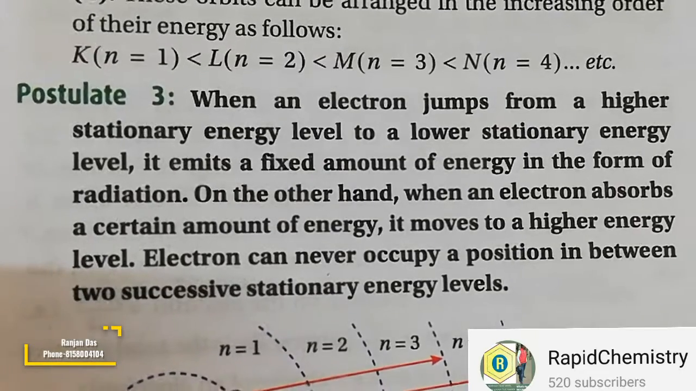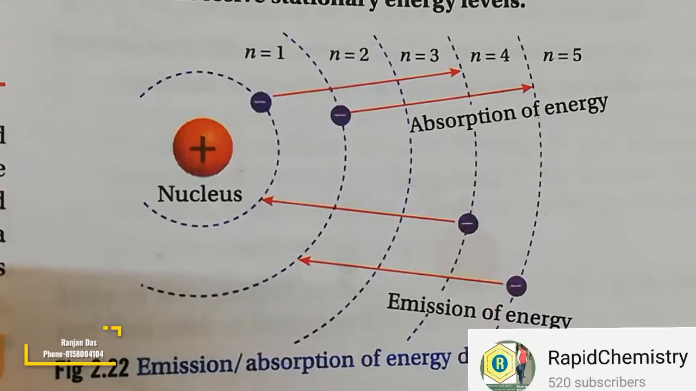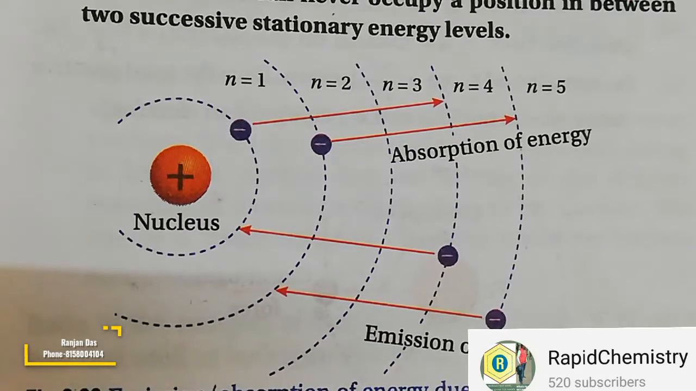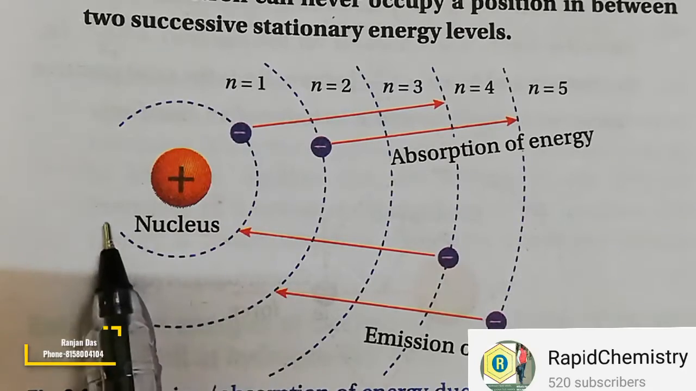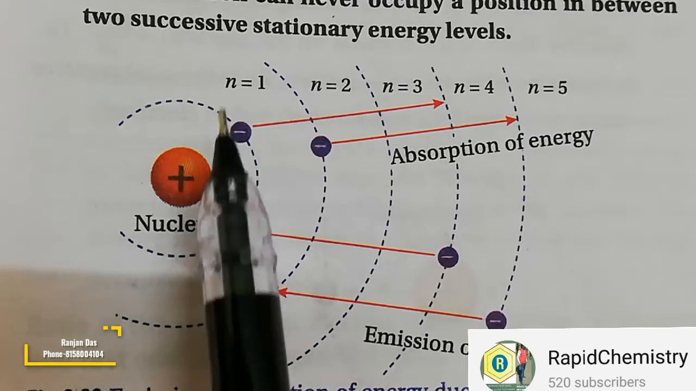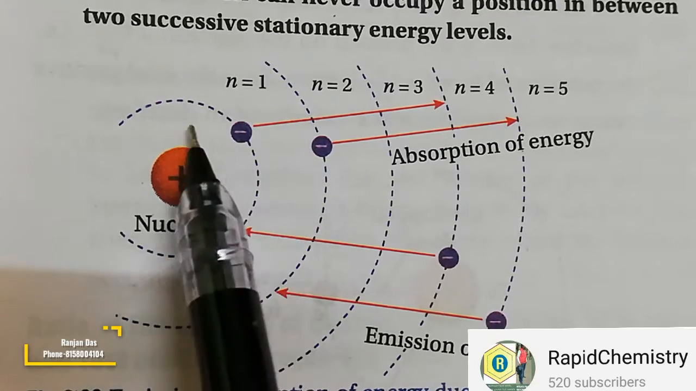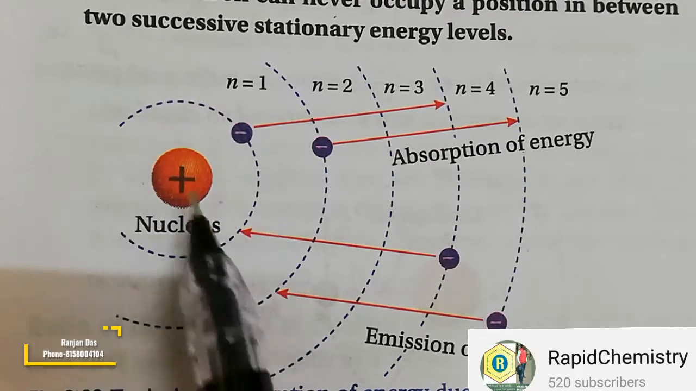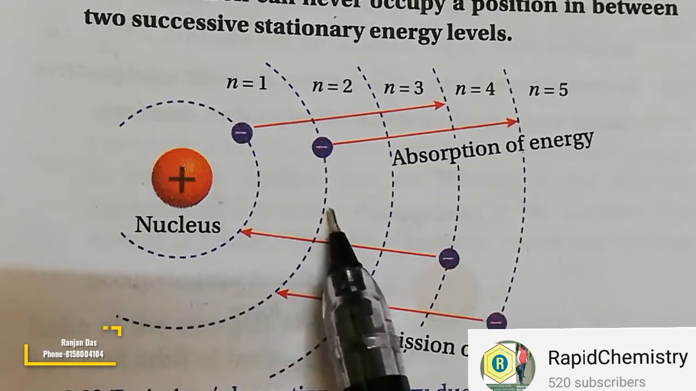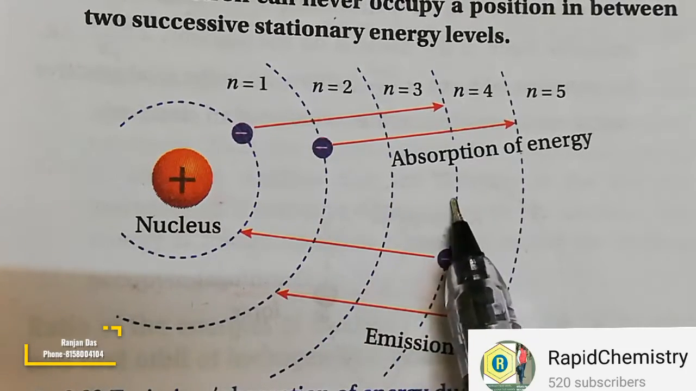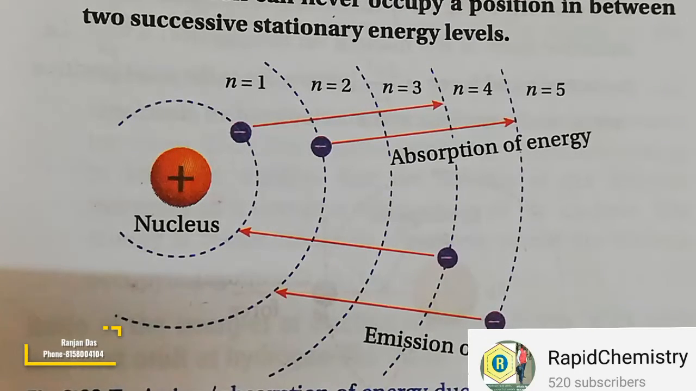Before we read out postulate number 3, let's look at the figure given here. The nucleus is there at the center, and these are the specific paths in which electrons can revolve. According to the distance from the nucleus, the earliest one, the closest to the nucleus, has been named K, and then L, then M, N, O. And these are the specific orbits.